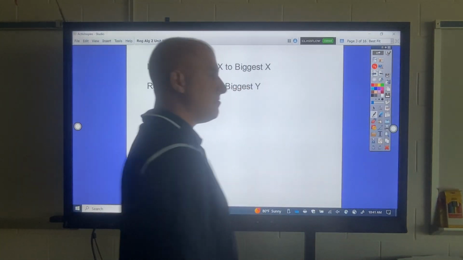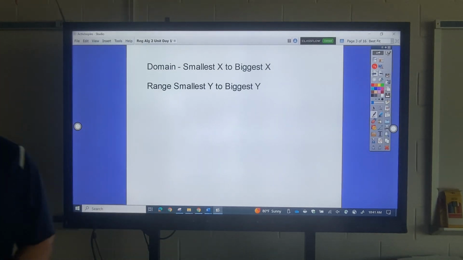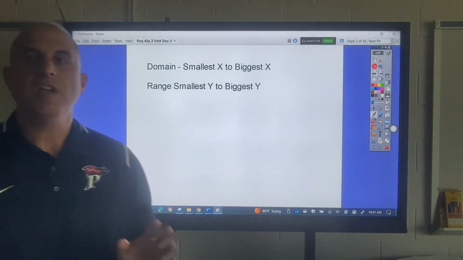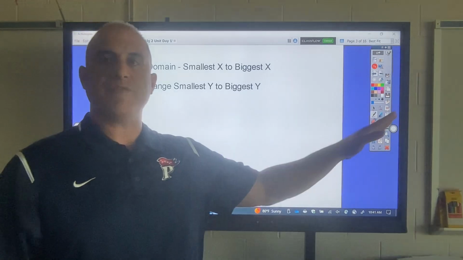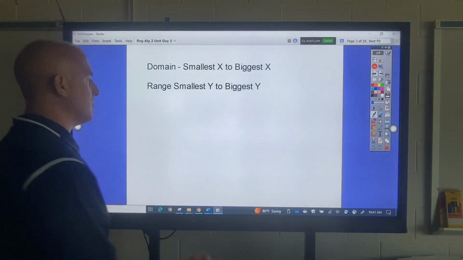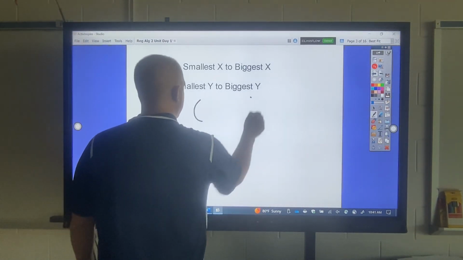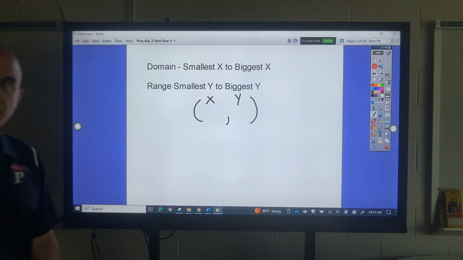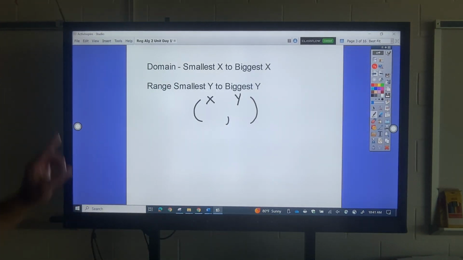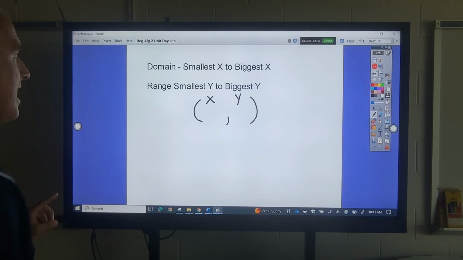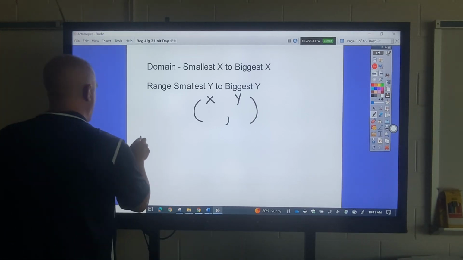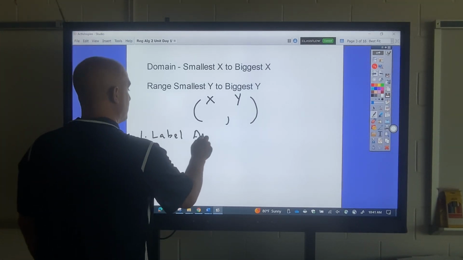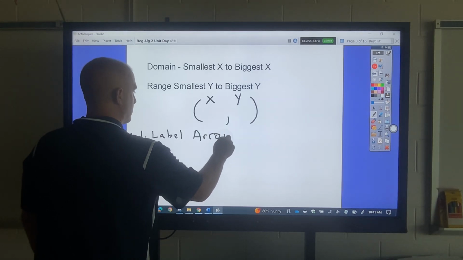Now, when we're doing domain, we're going to talk about domain and range, which you have a little familiarity with in Algebra 1. Domain is your smallest x value to your biggest x value. So if you look at your points that we make, this is the x, this is the y, okay? So domain is x, range is y. Now, when you're doing the domain and range, what you want to do is label your arrows, which we just talked about, if you have them, okay?